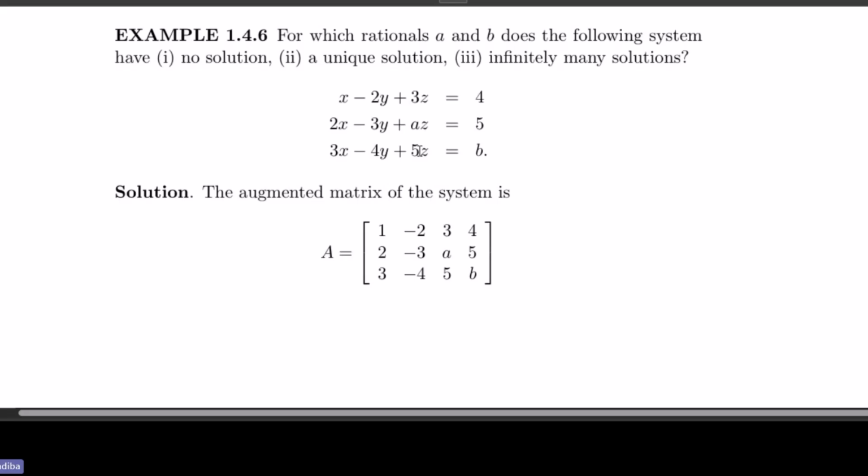And then, for Roman figure number 3, for the system to have infinitely many solutions, we said the system will have infinitely many solutions when B is equal to 6 and when A equals 4. Do we agree? Yes, we agree, sir.